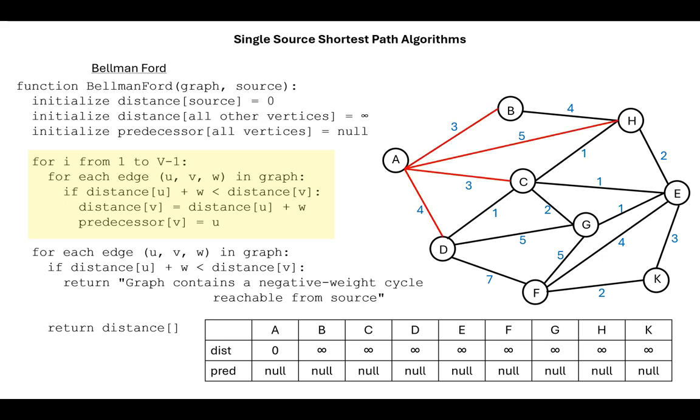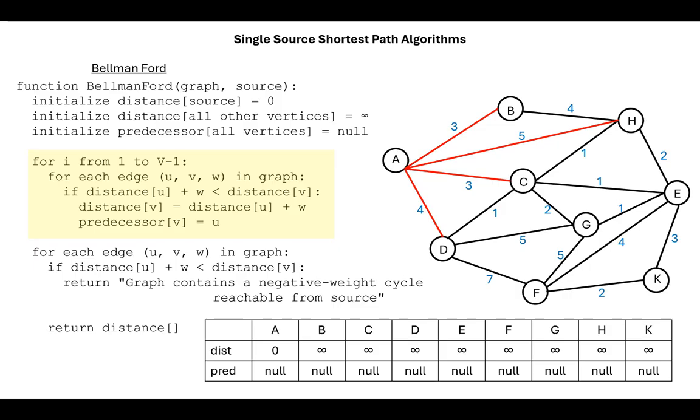So we start with A. I've highlighted the edges we're going to be using, although in theory we should be looking at every edge. What we're saying is the edge A, B, if I go from A to B, so 0 plus 3 is 3, is that better than infinity? Well, yeah, clearly it is.